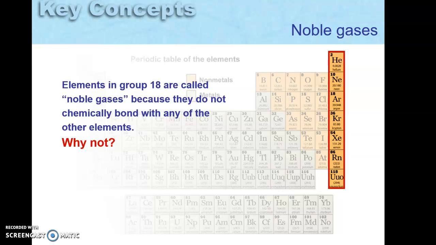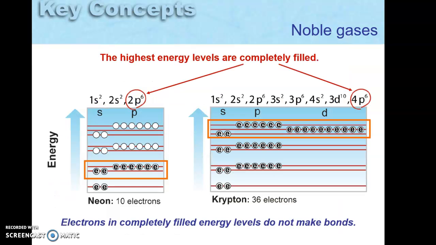So the elements in group 18 are called noble gases because they do not chemically bond with any of their other elements. Well, why not? Well, because they have full valence electrons, and they don't need anybody to get a full shell.